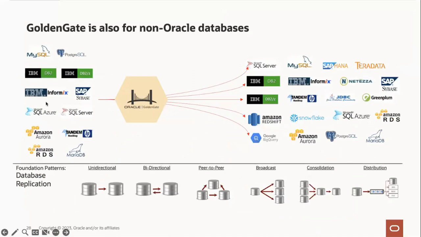So we see we have some examples of connectivity to Oracle versus non-Oracle. And for the replication patterns, how this works is you take your data set and you either have it as a broadcast or consolidation. So broadcast is your target pushes its data to many sources. Consolidation is many sources push data to one target.